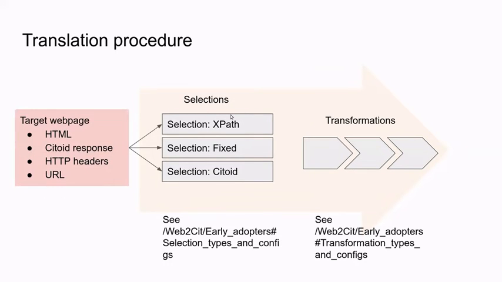So right now we currently support only 3 selection types. One of them is the XPath selection. Again, if you go to the web guidelines, you can find more detail about it. The XPath selection selects a specific node in the HTML using XPath expressions. The Citoid selection selects a specific field from the Citoid response for that web page, and the fixed selection uses a fixed value no matter what the web page is or how the web page looks like. We're gonna see this in an example later on.